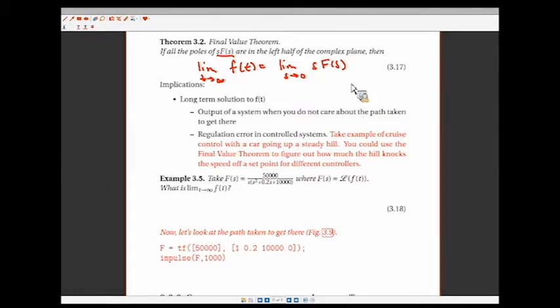No, it's not. So it has to be, sorry, in the left half plane. The imaginary axis is not in the left half plane, so it doesn't work. But it's all the poles of s times F of s. Can you look at that? It's s times F of s. So if you look at that, s cancels.